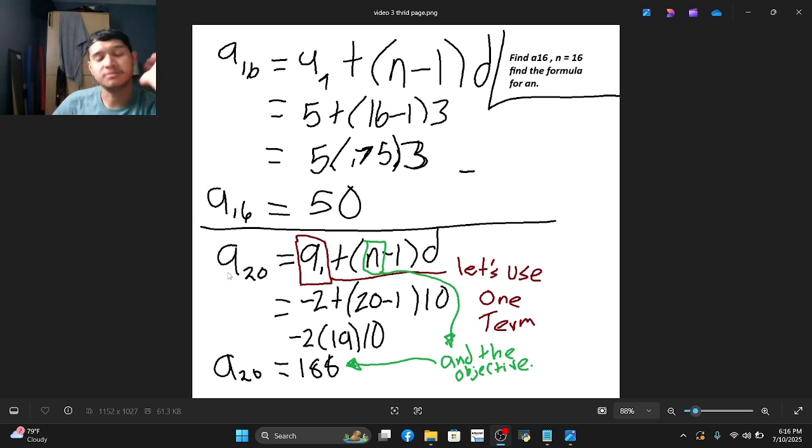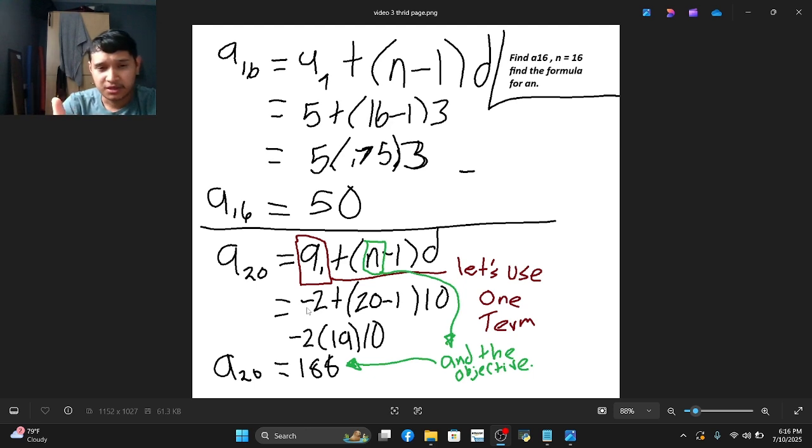A sub 20. So a sub 1 plus n minus 1 times d. That's the formula. In this case, the first term of this arithmetic sequence is negative 2. We don't know in which base of terms we keep adding.